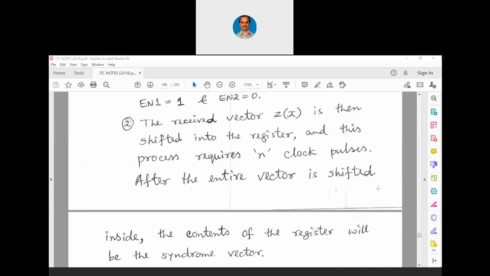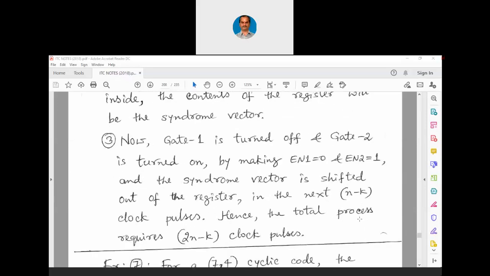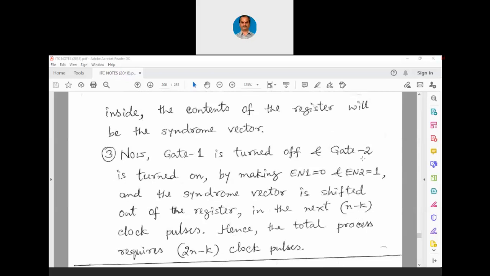After the entire vector is shifted inside, the contents of the register will be the syndrome vector. Later on, enable 1 is made 0, enable 2 is made 1, and the stored syndrome vector is taken out of the registers. So now, gate 1 is turned off and gate 2 is turned on by making enable 1 equals 0 and enable 2 equals 1.